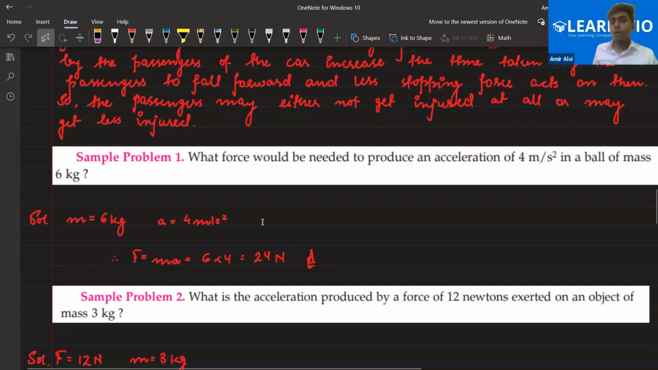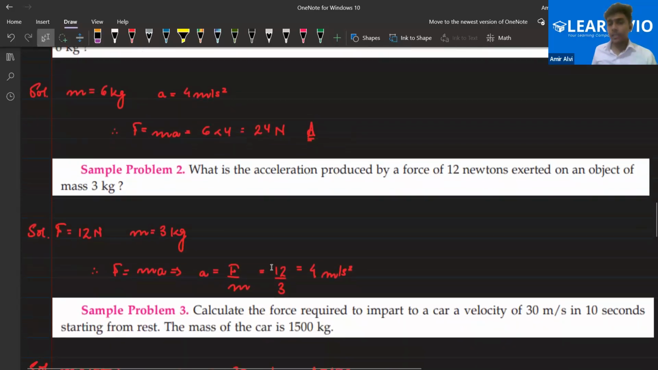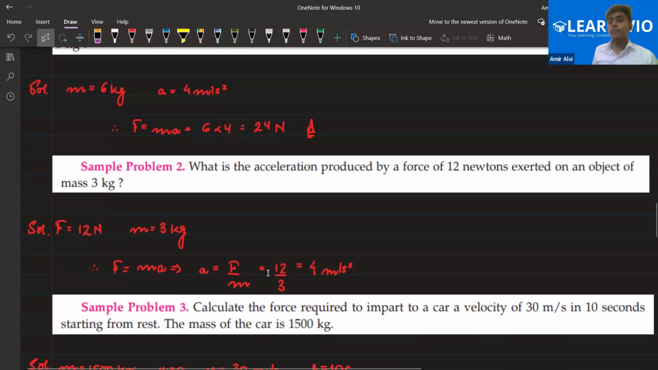Okay, next question. What acceleration will be produced if the force applied is 12 Newton and the mass of the object is 3 kg? Acceleration can be found by dividing the force by mass. So force is 12 Newton, mass is 3 kg. So that would be 4 meter per second square.